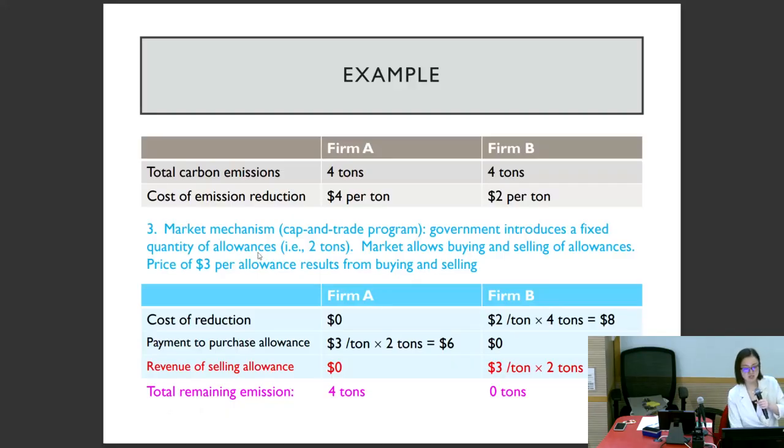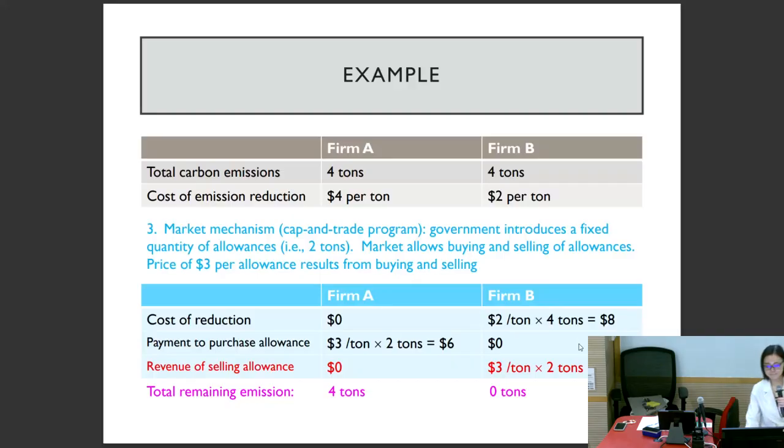But you can see that in the cap and trade system, the total cost would be just $8, okay? So for firm A, they need to pay $6, and for firm B, pay 6 and earn 6. So they need to pay only $2. So in total, only paying $8 can already reduce 4 tons of emissions.